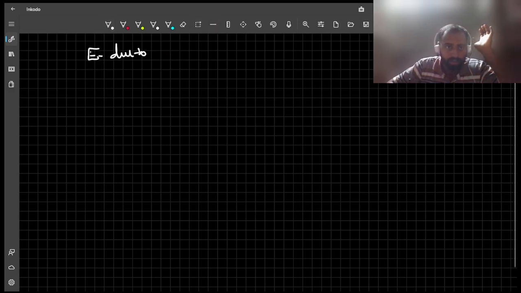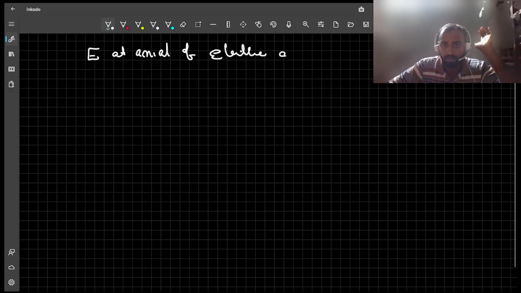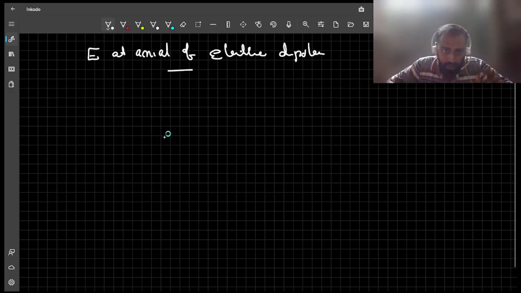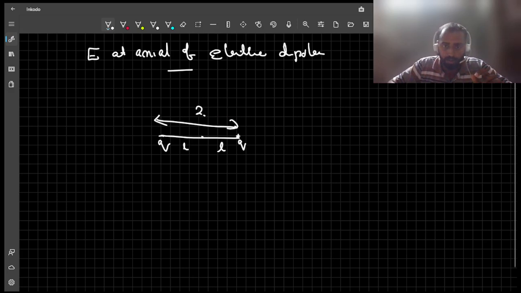Okay, I will write it like this: electric field at the axial point of an electric dipole. So we have an electric dipole, with minus q and plus q, which are separated by a small distance. This will be the center, and the total length is 2L, this length is L and this length is L. Total length 2L.